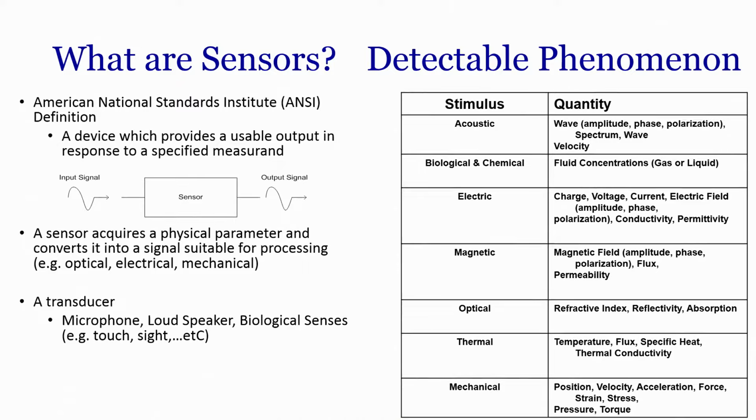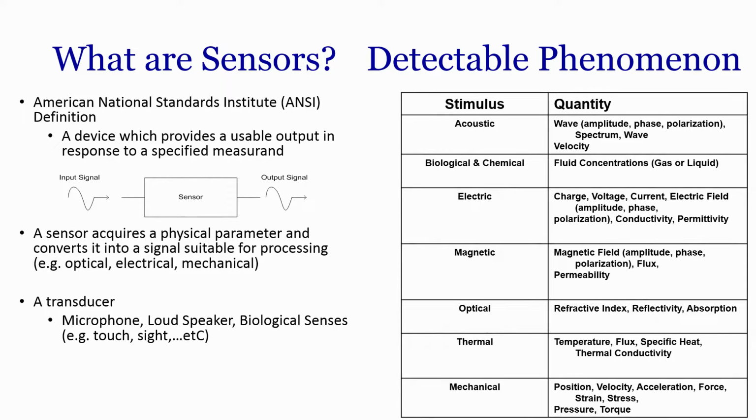So, a sensor, like I said, acquires physical parameters and converts them into signals suitable for processing, while a transducer is like a microphone, loudspeaker, or biological senses, for example touch, sight, etc. So, a transducer transduces the signal, for example a loudspeaker, whatever we speak, it amplifies the signal, right. So, that is the transducer.